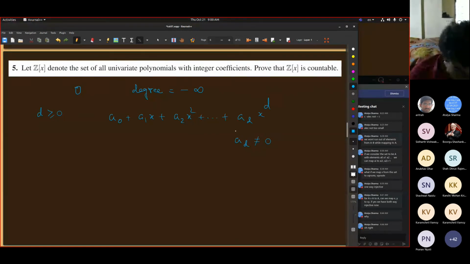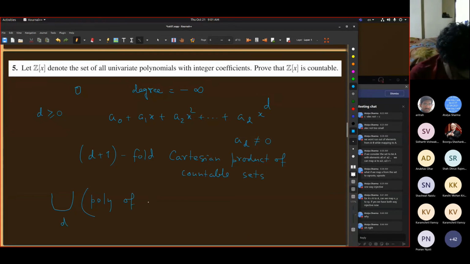So the size of this is basically a d plus 1 fold Cartesian product of countable sets. And therefore the total number of polynomials having degree exactly equal to d is countable. And now you take the union over d of polynomials of degree d.